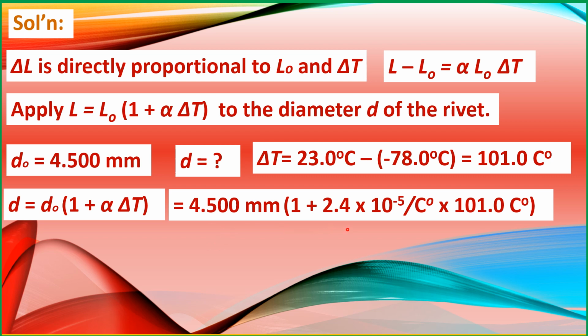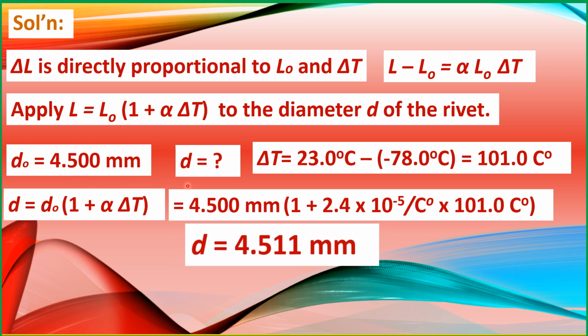Alright? So, D naught, which is 4,500 millimeter multiplied by quantity 1 plus the value of alpha, 2.4 raised to negative 5 per Celsius degree. That would be multiplied first by the change in temperature delta T before that will be added to 1. Alright? So simplifying, we get as the value for the final diameter equal to 4.511 millimeters. Alright? So, this is the answer to our question.